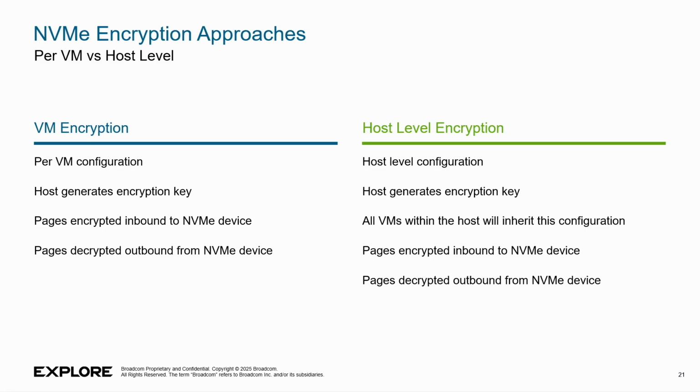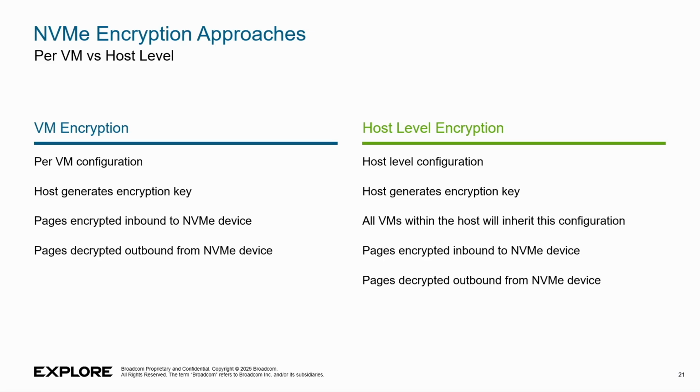Here's pretty much how they work. So a VM-level encryption, which is different from the regular VM encryption. A VM-level encryption for NVMe tiering is per VM, right? We go VM by VM and say, okay, I want you to be encrypted when it comes to memory, or not, or we can just go to the host and every VM in that host would get this configuration. From then on, it's pretty much the same.